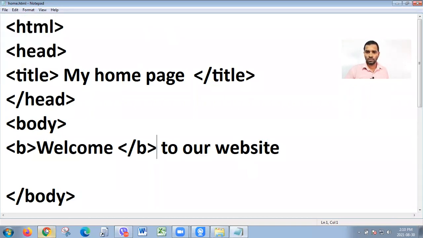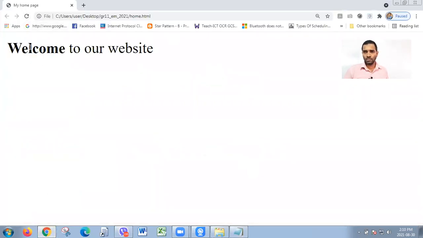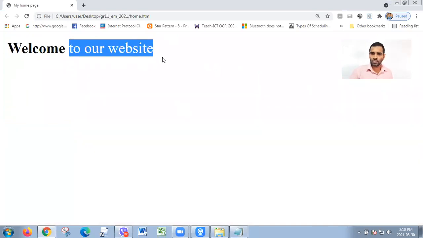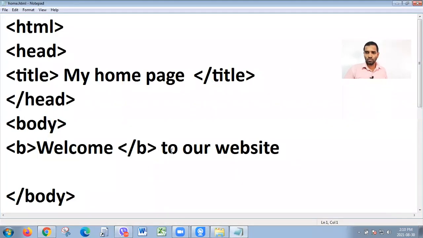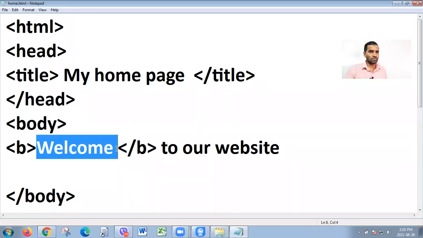So let's save it. Now look here. You have only welcome in bold. The remaining words are not in bold because the B has been closed before "to". That's why only welcome is in bold. Even though you might not understand the reason why the tags are closed earlier, in this particular example you have to understand because it's very simple, very practical. So you have to think about it. Okay, so B.